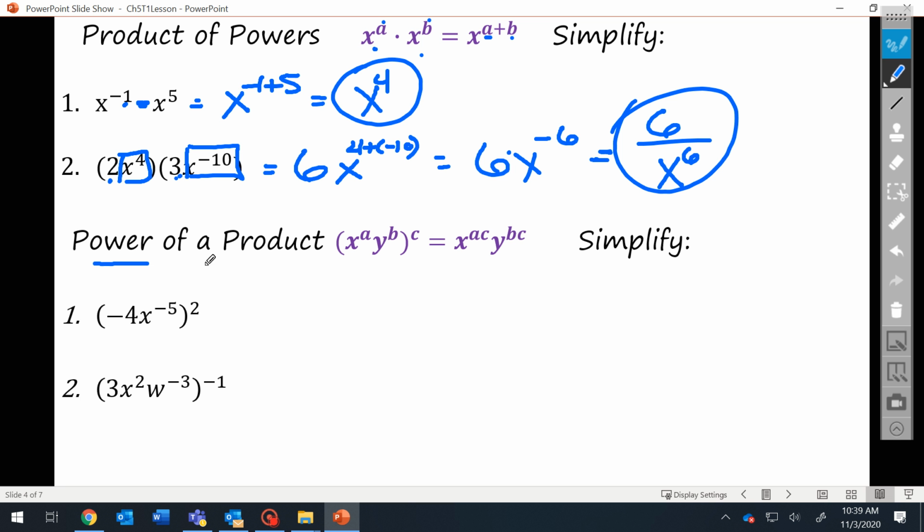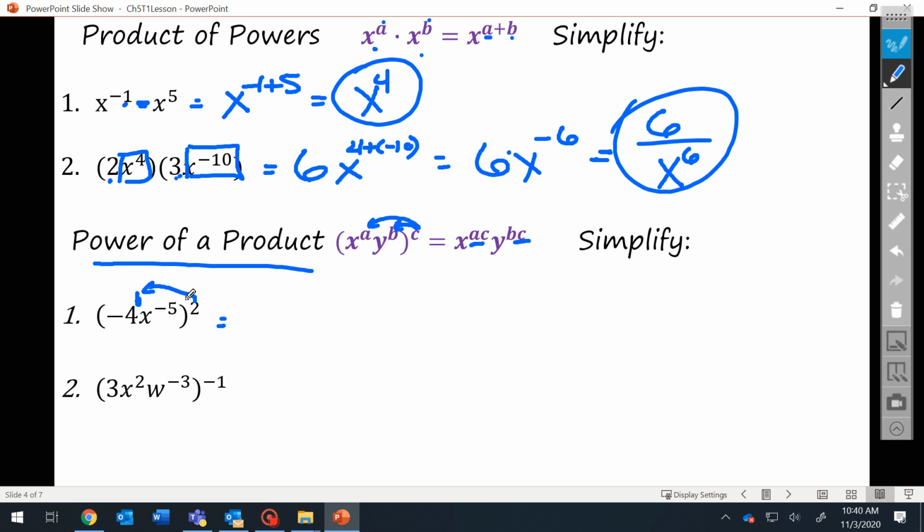All right, so power of a product property, x to the a, y to the b, to the c power. The c just gets to go to both, multiplies to both of the exponents to give ac and bc. So in this case, we have to view each thing as having its own exponent. So this is negative 4 to the first power. It has an exponent of 1. And x to the negative 5th power.